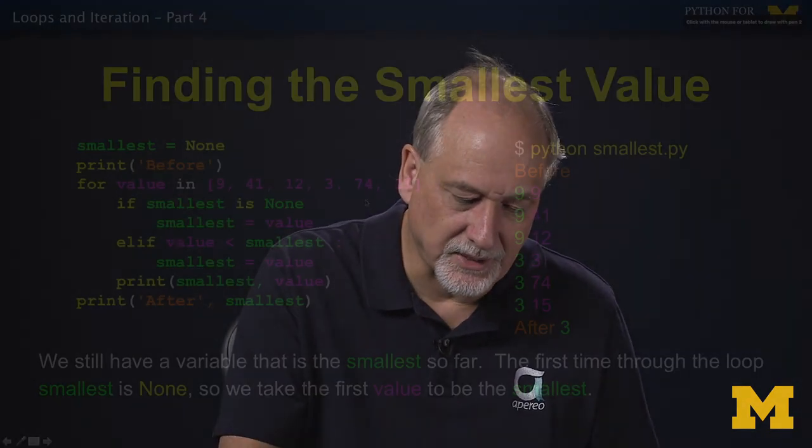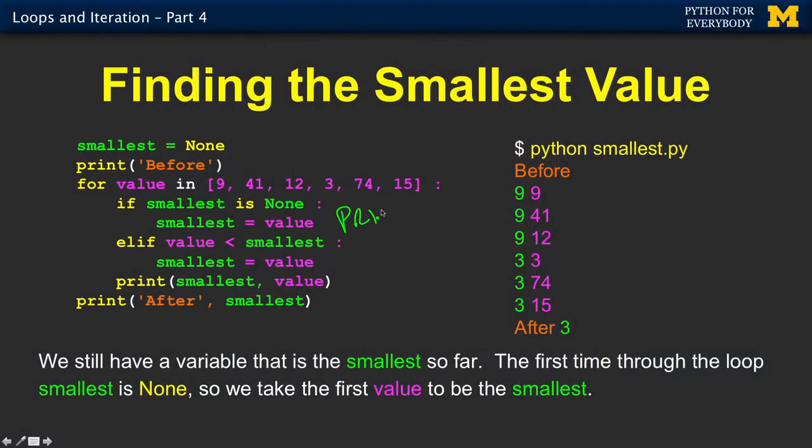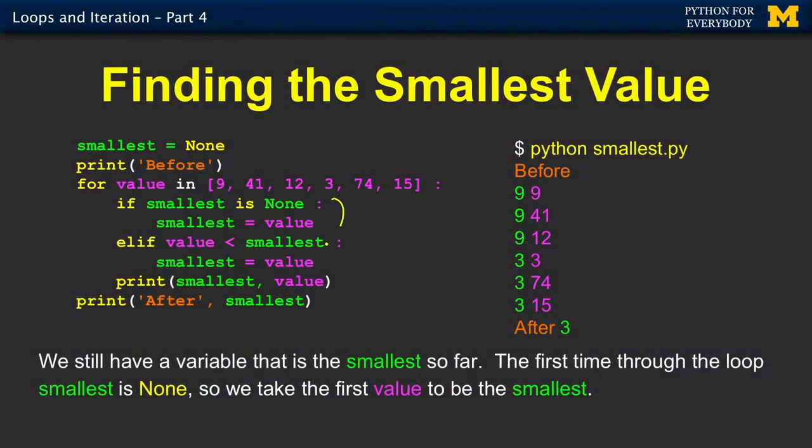Another way to think about this is priming. This is getting started. Okay, and this technique is a good way to do the largest and the smallest, to use this None, and then have a little bit of code that triggers the first time through the loop to get your loop carried variable set up.